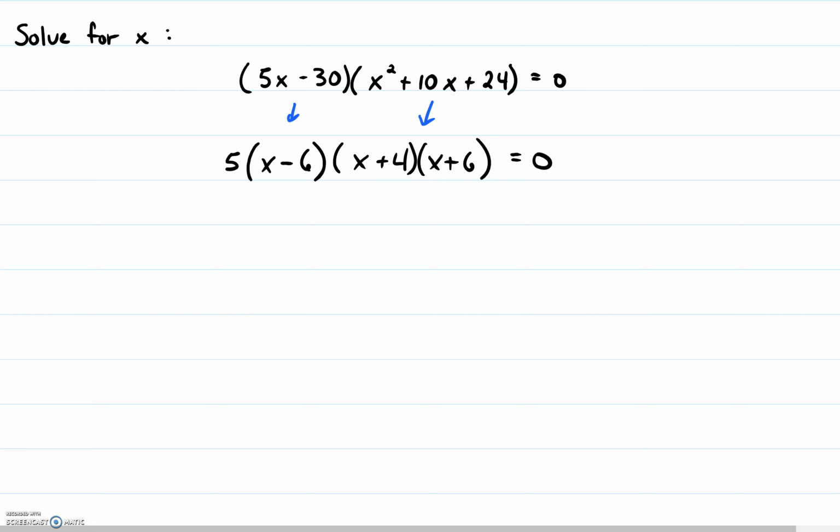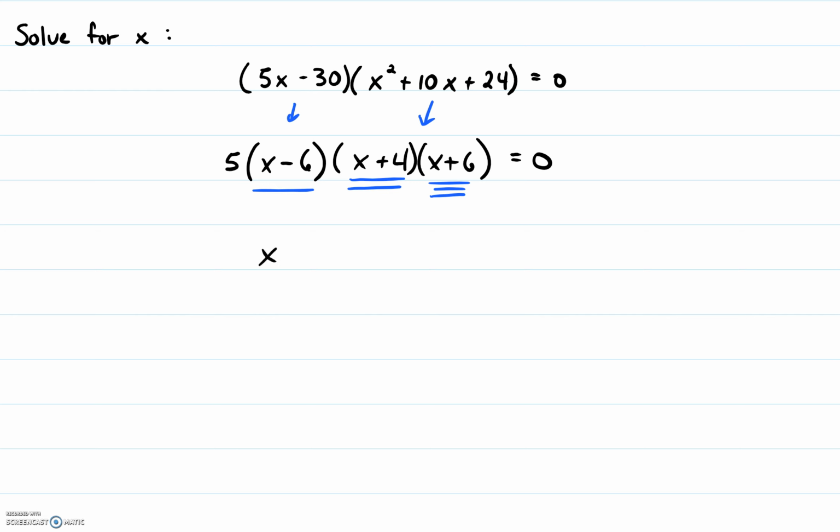And so now we have 5 multiplied by x minus 6, multiplied by x plus 4, multiplied by x plus 6, all equaling 0. So now we're going to do the same thing we did with quadratics when we got everything factored equaling 0. We're just going to set each of these factors equal to 0. Now we only have to set the factors that involve a variable, so ones that involve an x, equal to 0. So we're just going to do it in that order.